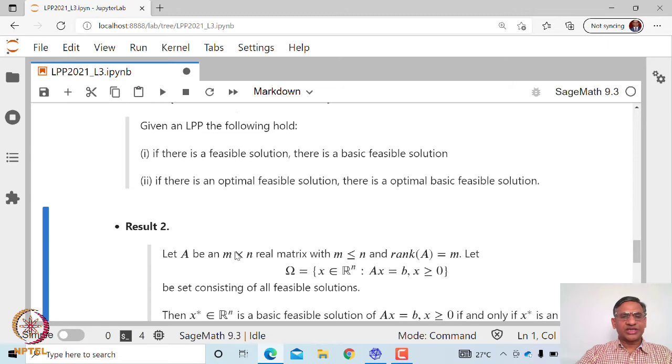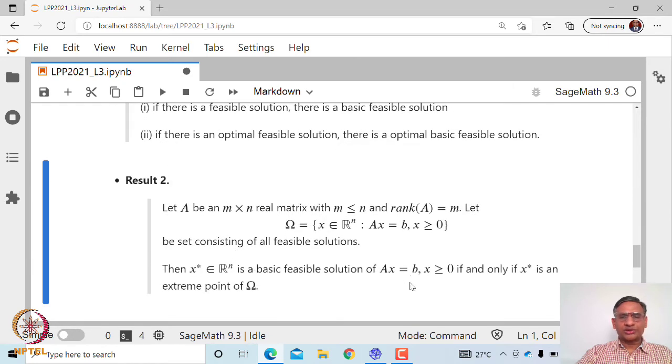The second result says that the extreme points of this omega, which is a convex set, are essentially the basic feasible solutions. That is the same as saying, in case we want to solve this linear programming problem in standard form, all we need to do is find these extreme points. These extreme points are essentially the basic feasible solutions. In fact, it is if and only if. So x star, a point in Rn, is a basic feasible solution of Ax equal to b, x non-negative, if and only if x star is an extreme point.